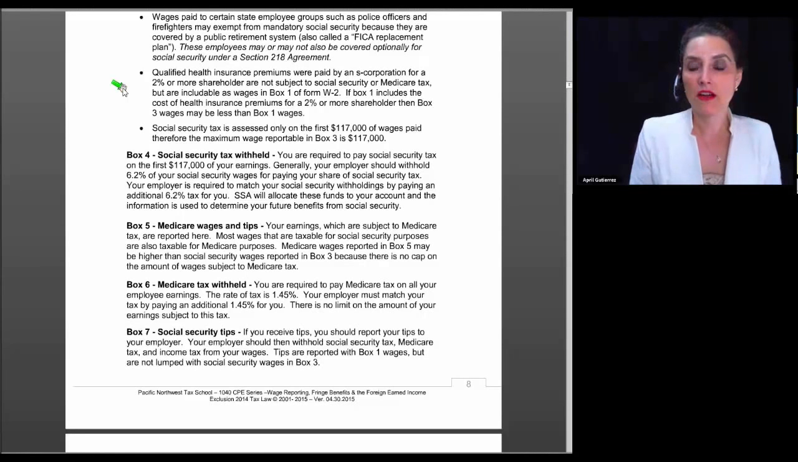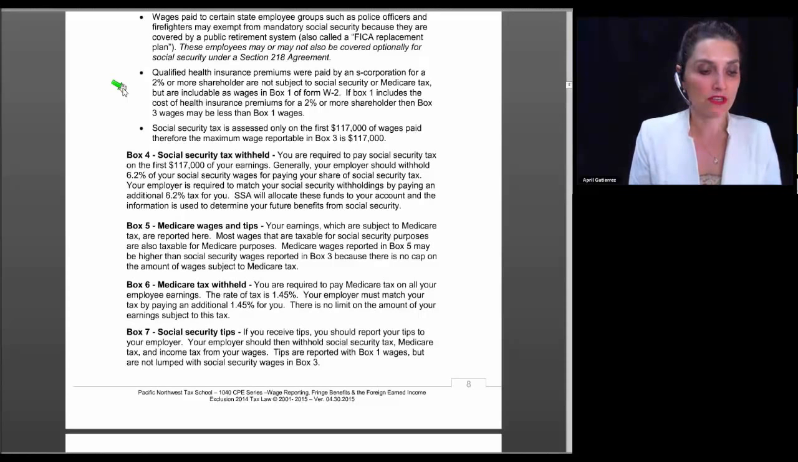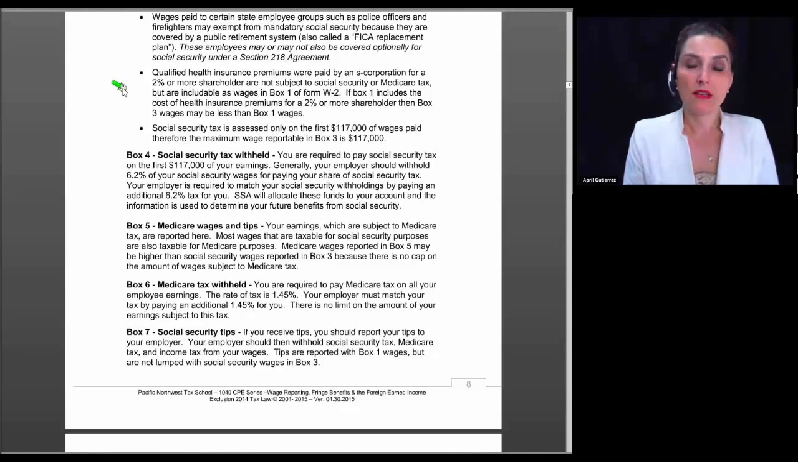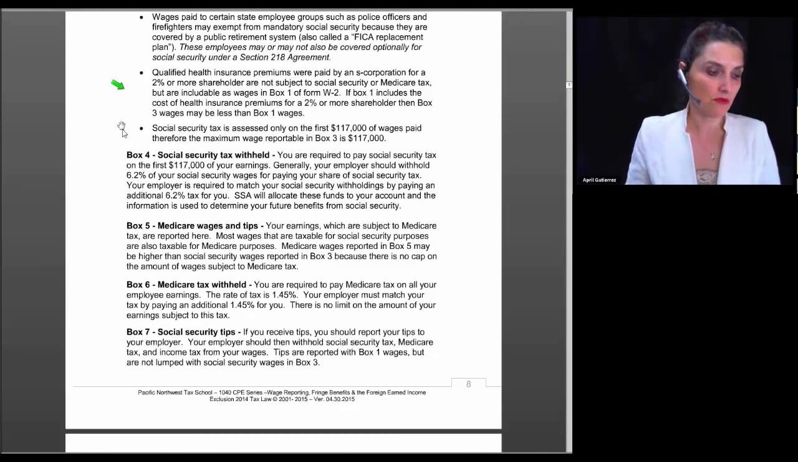Because if they are performing services for their S corporation and they are a 2% or more shareholder, any health insurance premiums paid on their behalf by that S corporation are deemed to be a taxable wage to them and get reported in box 1. But interestingly, they are not taxable for Social Security and Medicare tax, and so you will see in that situation when you are dealing with an S corporation shareholder that the wage box should report the benefit cost of health insurance, and that benefit cost does not carry into boxes 3 or 5.